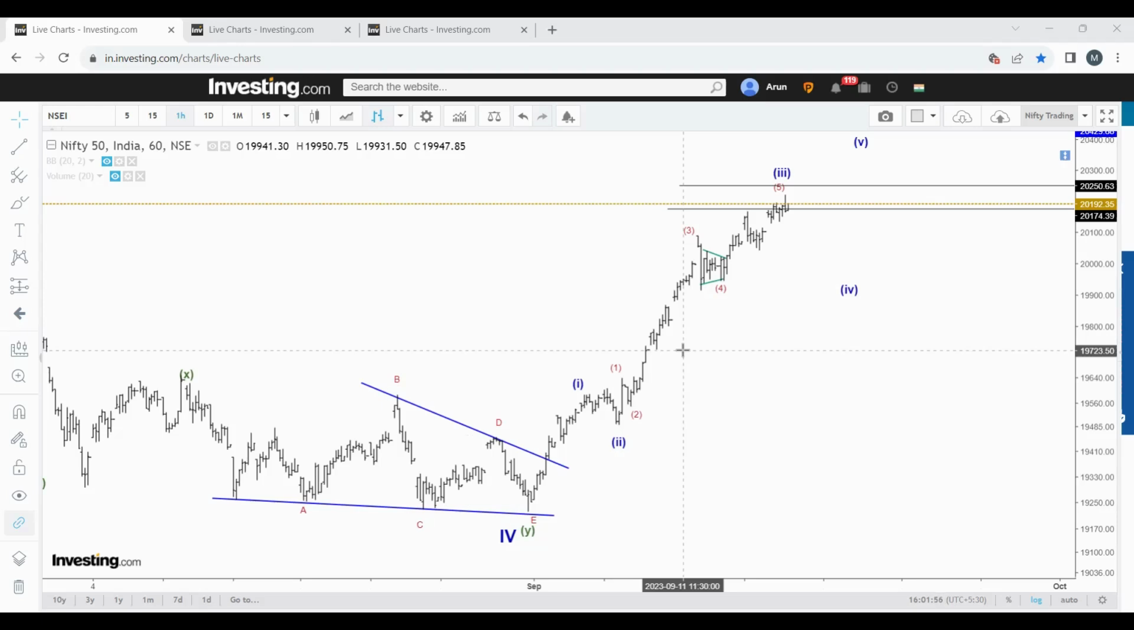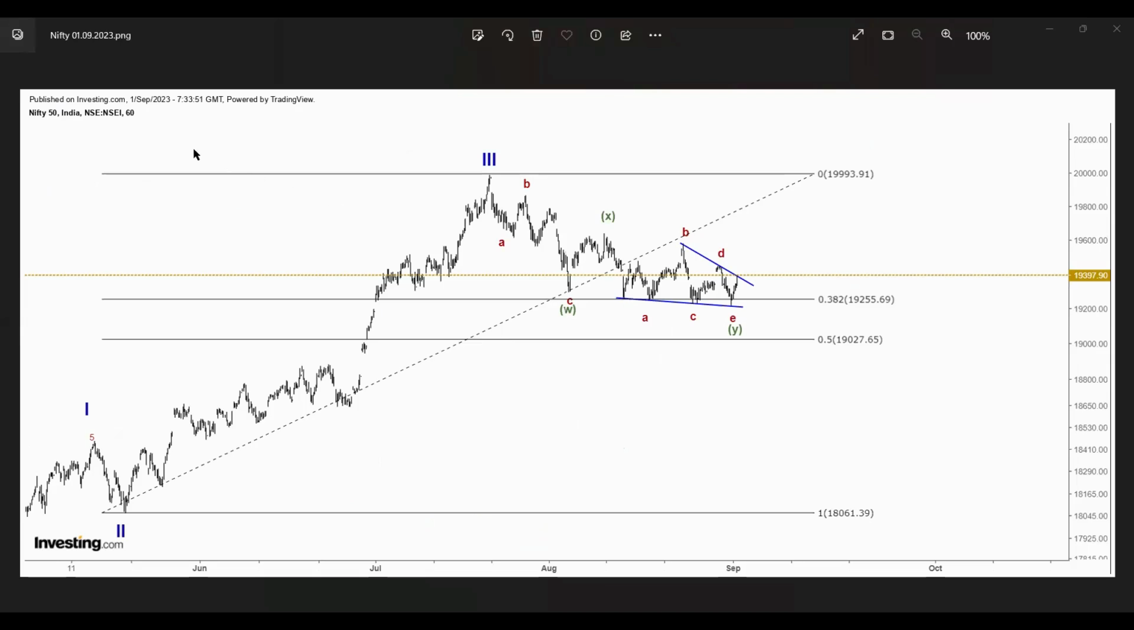Before proceeding to the next week's analysis, I would like to show what we analyzed 2 weeks before. This is what we discussed in the last video, on 1st September, when Nifty was trading around 19,398. If you have not yet watched the video, please watch it. It will be helpful because we analyzed and discussed complex patterns, not only in Nifty, and how we can easily understand complex corrections.